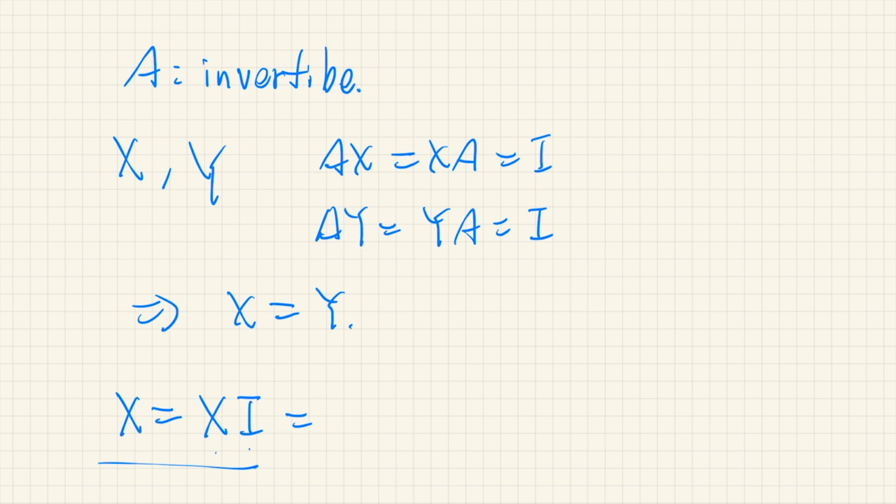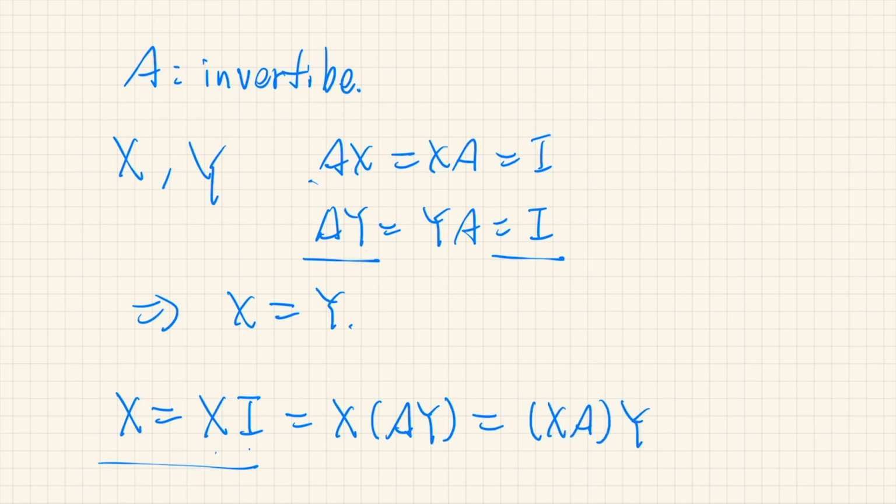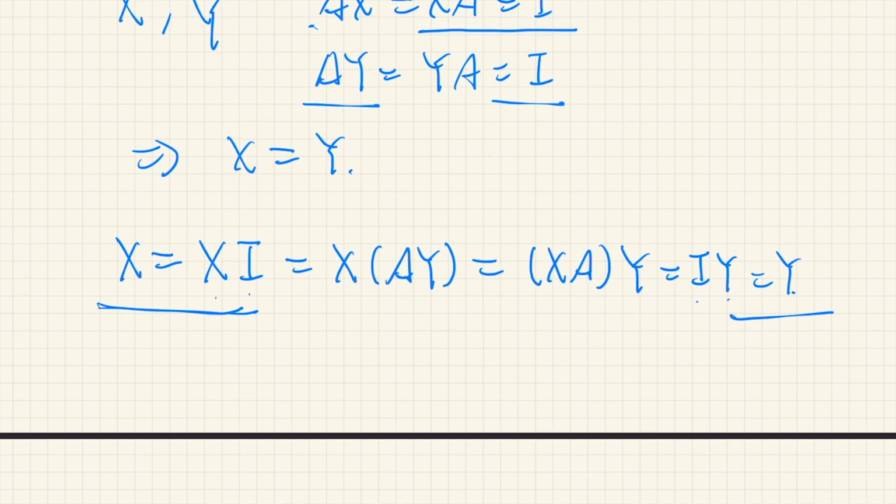But using, let's say, this equation, the identity matrix is equal to AY. But matrix multiplication is associative, so we have XA times Y. But XA is equal to the identity matrix. Therefore, we have this, but IY is equal to Y. Therefore, X is equal to Y. So, if the inverse matrix exists for a given matrix, then the inverse is unique. For this reason, given a matrix A, its inverse is written as A inverse. So it's a unique notation given the matrix A.